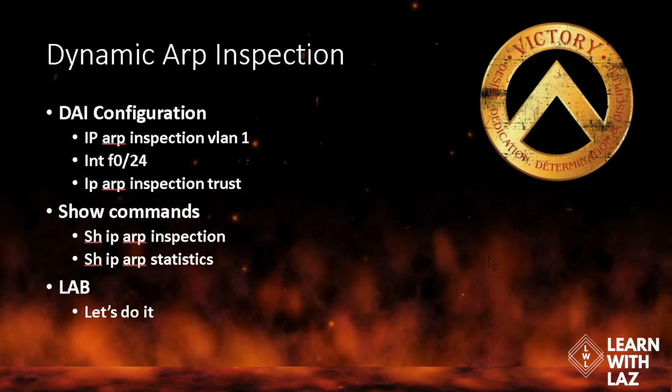Cool. Then I'm going to go to the port that I trusted, because that's where the IP address is coming in from. It's Fa0/24, and you say ip arp inspection trust. I'm going to trust you. And then if you want to look at things, you can just say show ip arp inspection and show ip arp inspection statistics.